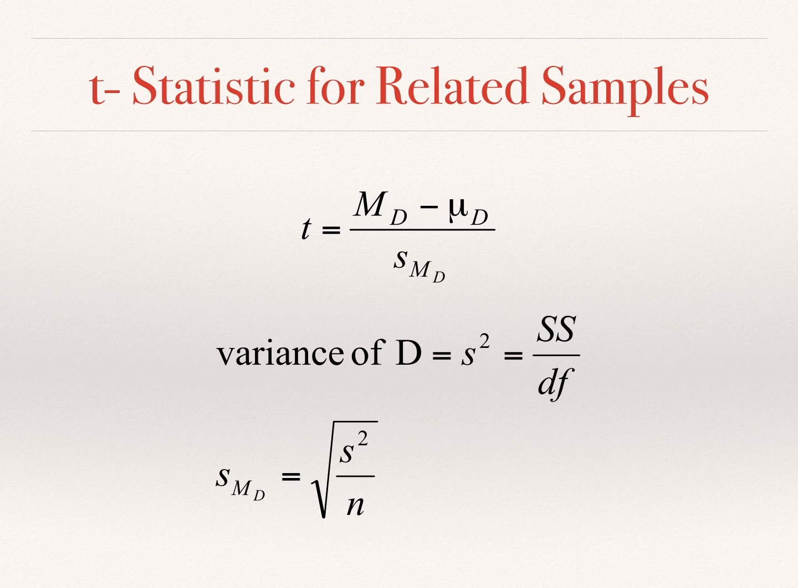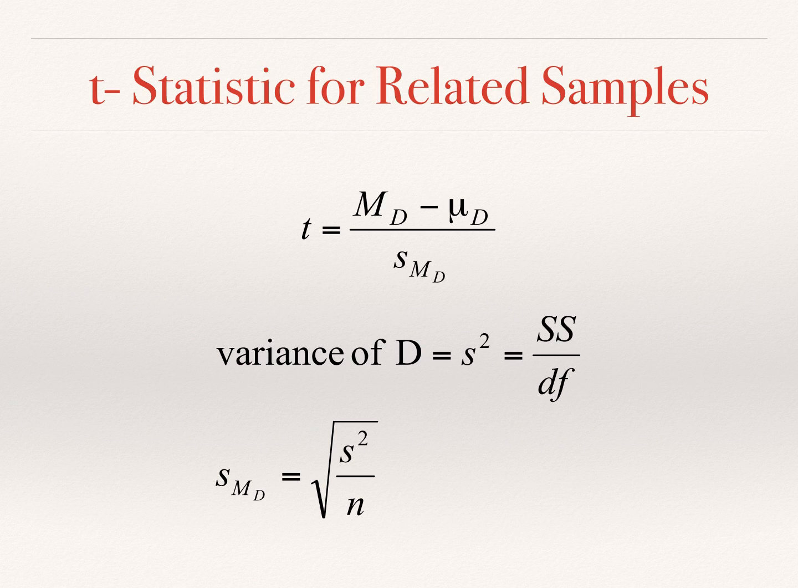So again, the t formula you can see is exclusively dealing with difference scores. We're talking about the mean difference minus the population difference, which we assume to be 0 based on our null hypothesis. We're going to be dealing with the estimated standard error for the mean difference scores, and we'll get that by calculating the sum of squares based on our difference scores. We're not going to do them individually.